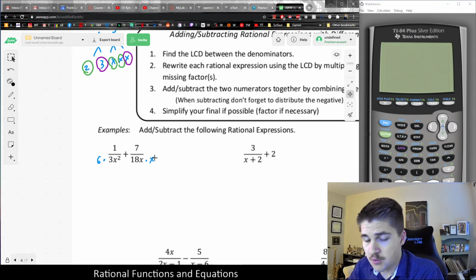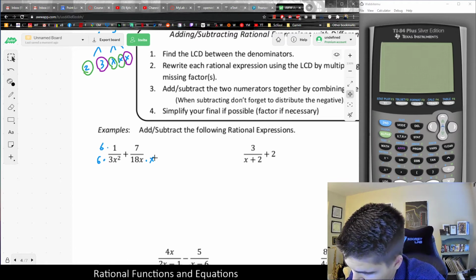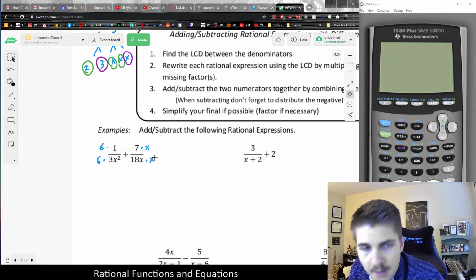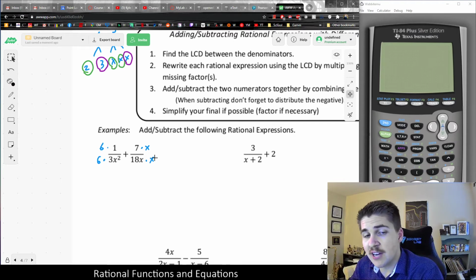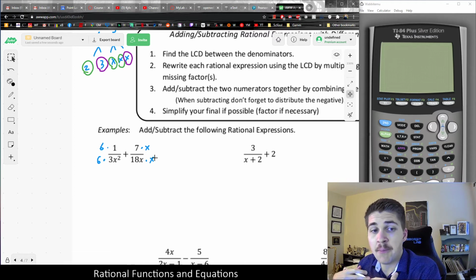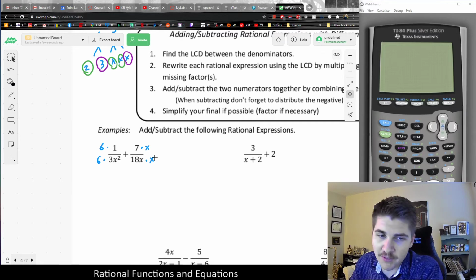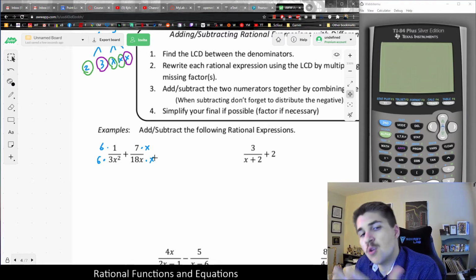we need to make sure we do the same thing to the numerator as well, because we want to make sure to keep each fraction equivalent. We don't want to change our expressions, we just want to add them together. And we're always allowed to take a fraction and multiply by a common factor, because it will cancel out anyways. But we're kind of unsimplifying these expressions so that they have a common denominator.